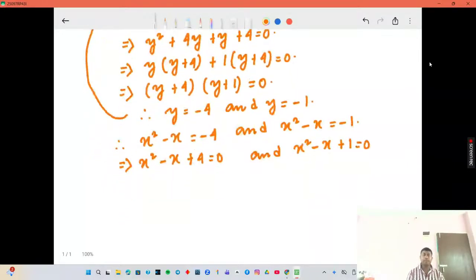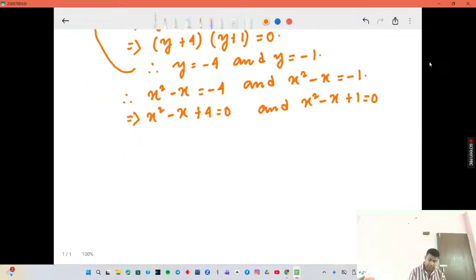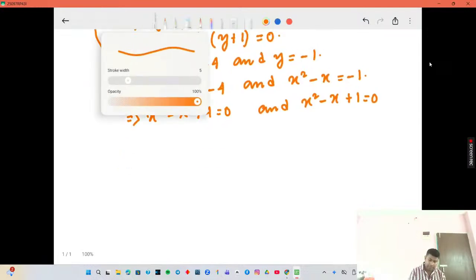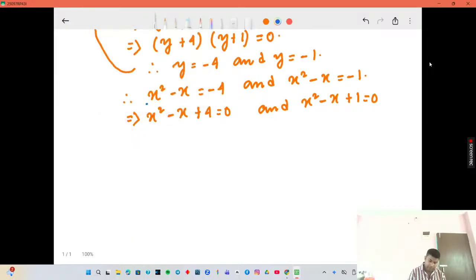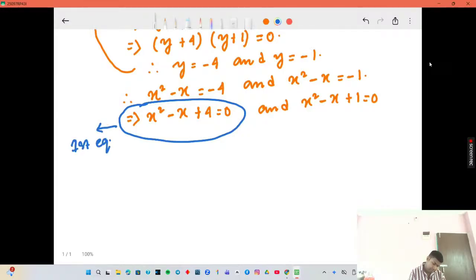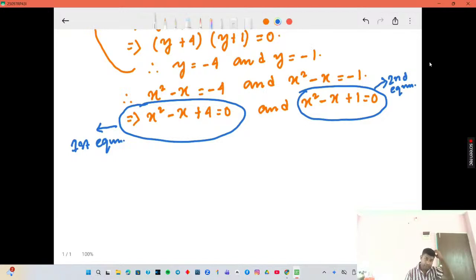Now we will try to find out the discriminant of these two given equations. So how to find out the discriminant of these two given equations? In the first equation, we can write, the first equation is this one, and this is the second equation. We will just find the discriminants of these equations just to find whether the roots are available for these given equations or not.